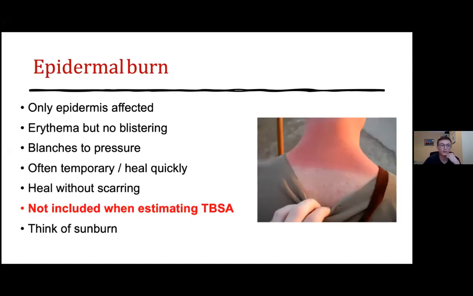So first one being epidermal burn, where only the epidermis is affected. So you get redness but no blistering, and it blanches to pressure. So it goes white or paler with pressure, often temporary and heals quickly, will heal without scarring. And important to remember, you don't include this when you're estimating total body surface area that's burnt. Best way of remembering this one is just thinking of your classic sunburn, essentially.